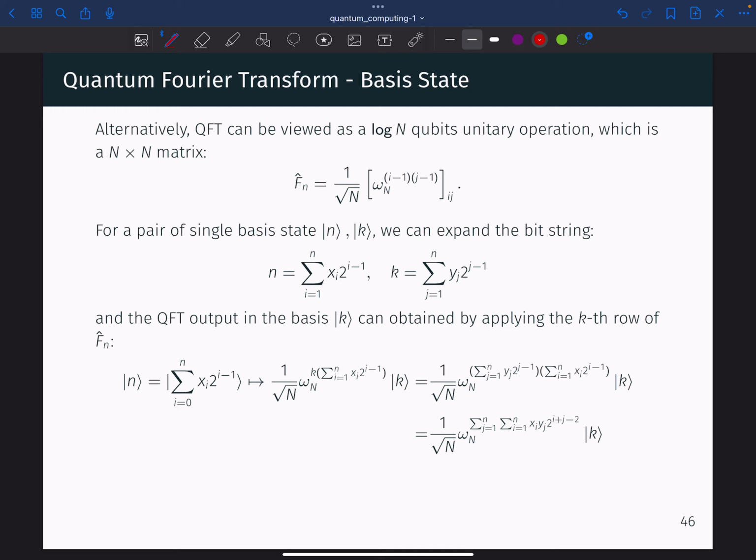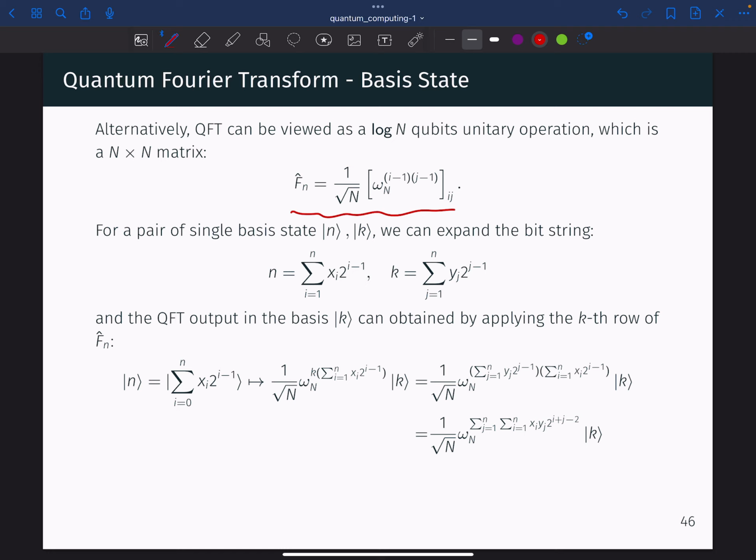And let's do some simplification here, for later on we will use this to verify that our circuit is indeed correct. So the QFT can be viewed as a log n qubits unitary operation, so basically an n by n matrix where each entry is of this form. You can verify that this is indeed correct.